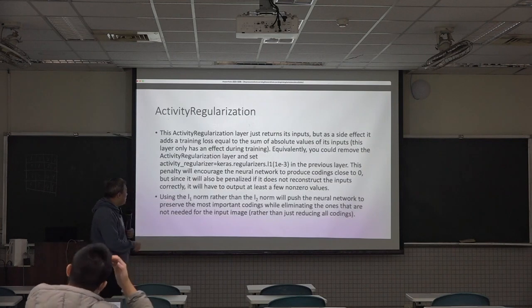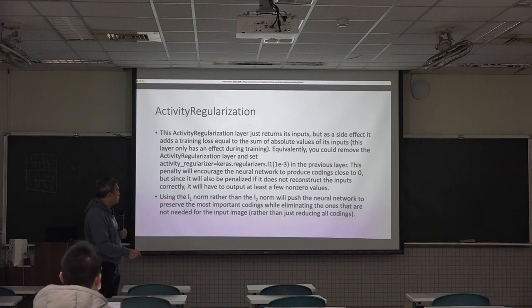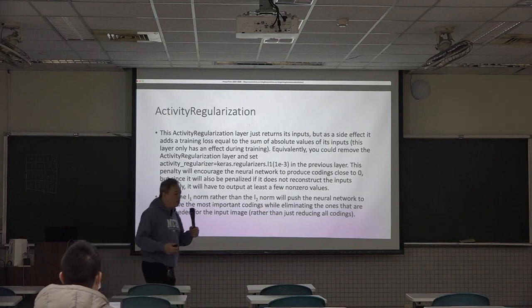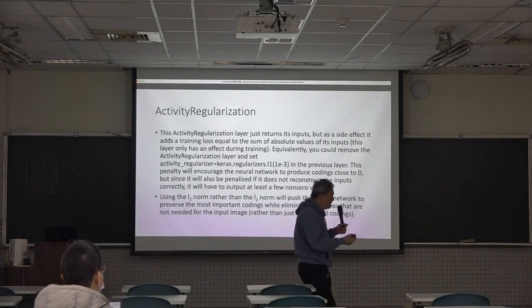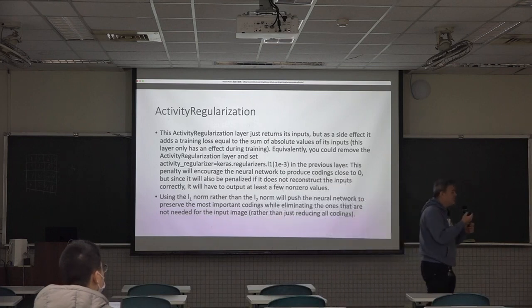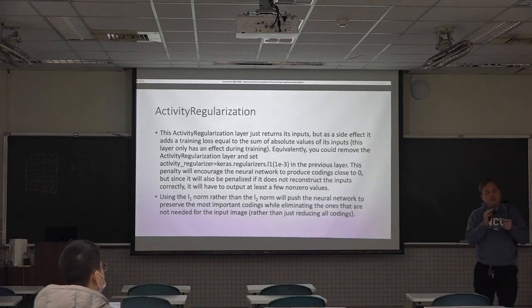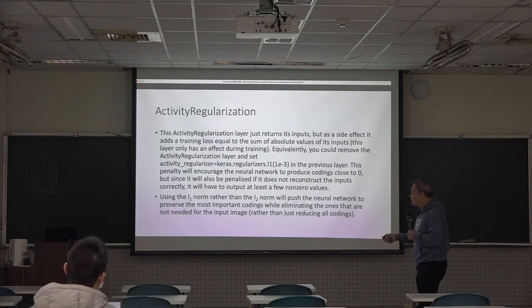Using the L1 norm rather than the L2 norm will push the neural network to preserve the most important codings. Because when you use L1, it will leave only a few neurons non-zero, and push the others to be 0. But if you use L2, it will push all the neurons to output small values, but it will not eliminate the output of the other neurons. So normally we use L1.